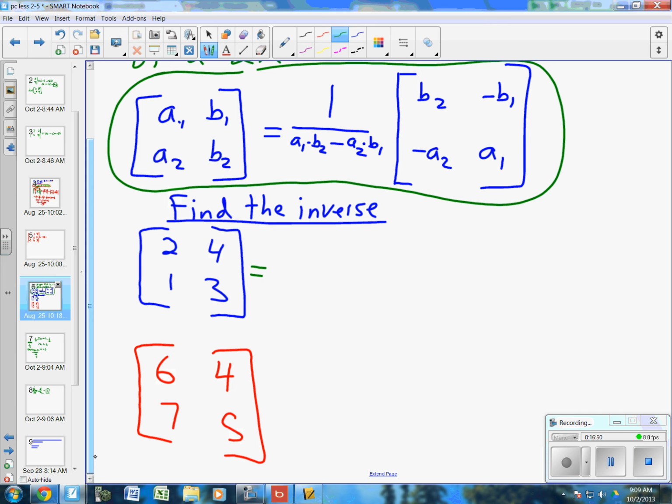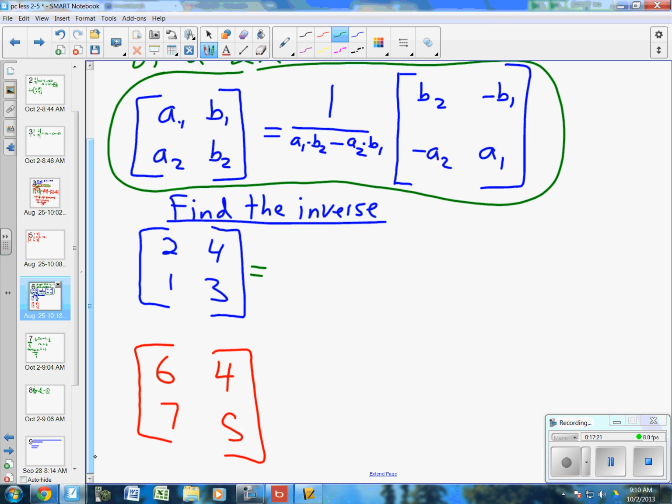You guys want to try it on your own? Okay. We'll just follow the pattern. What's A1 B2 minus A2 B1? A1 times B2 minus A2 times B1. Isn't that just the determinant? You've been finding determinants all day today, right? And notice right here, all we did is switch B2 and A1 around, and then made these two negatives. I'm going to do the first one with you. You guys are going to do the second one.